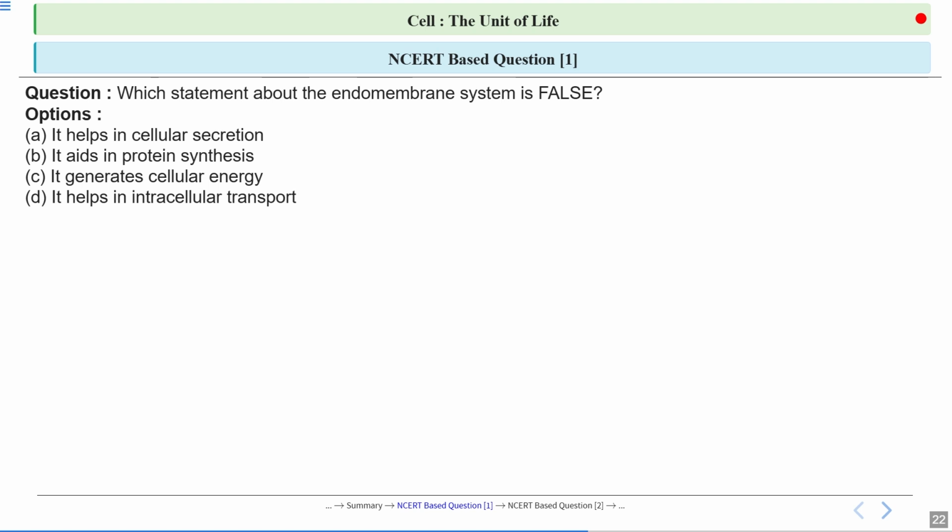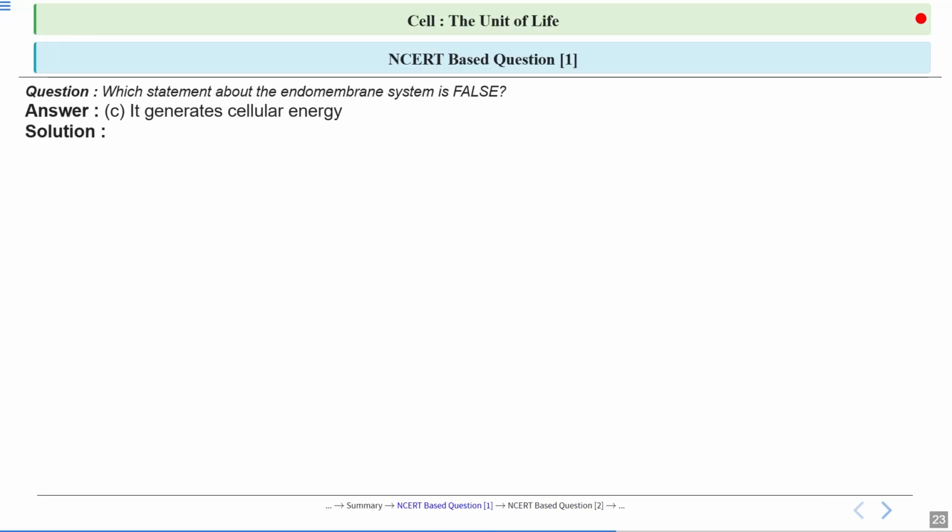Okay, so let's have a look at the answer. Option C is the correct answer. It generates cellular energy. Okay, let's have a look at the explanation. Cellular energy generation is primarily the function of mitochondria. So, this is the false statement. ATP is generated by mitochondria. Mitochondria is known as the powerhouse of the cell. So, the endomembrane system doesn't perform the function of generating cellular energy.